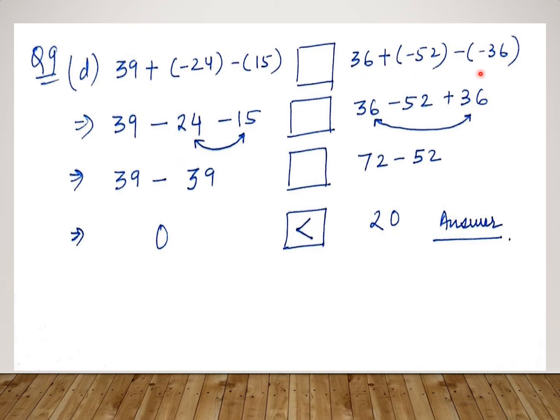Similarly, on the right hand side, we have this number. First we open the bracket, it becomes 36 minus 52 plus 36. Why plus? Negative into negative becomes positive. This time 36 are of the same nature, they both are positive, so they will be added and become 72. 72 minus 52 becomes 20. Obviously 20 is more than 0, hence we have used this symbol of greater than over here.